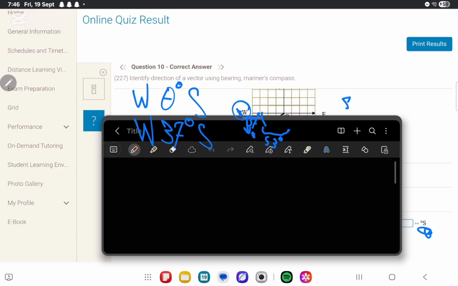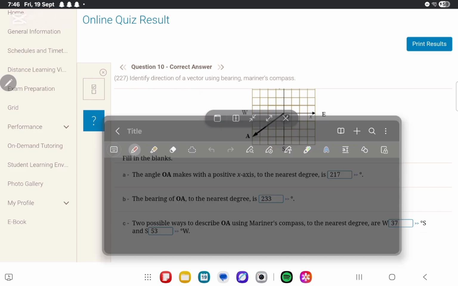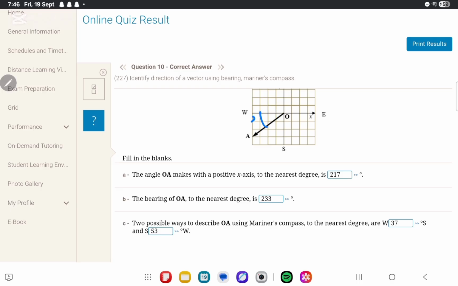I'm going to ignore this. I opened it by accident. Let me just, there we go. The writing's all gone now. It's fine.